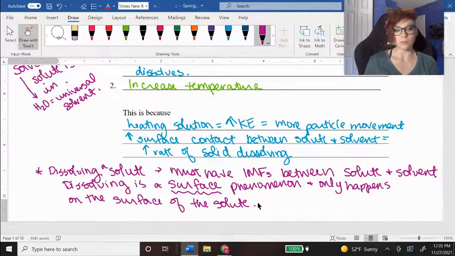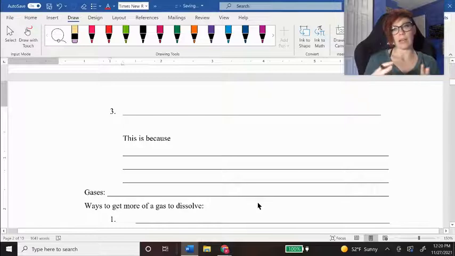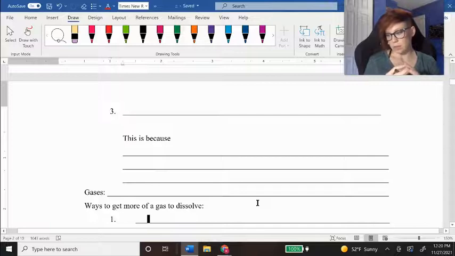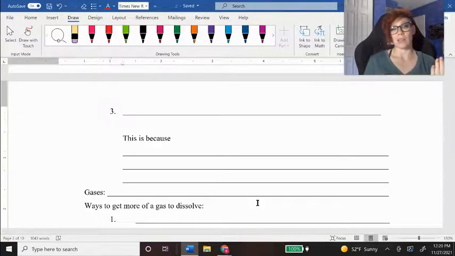Our third way of getting a solid to dissolve into a solution is to grind the solid into smaller particles. So take a sugar cube versus powdered sugar. Powdered sugar is going to dissolve a lot faster than the sugar cube, especially if you're not doing anything to it. And again, so grinding your solid into smaller particles.